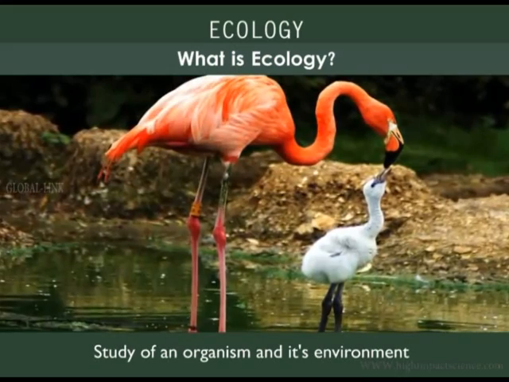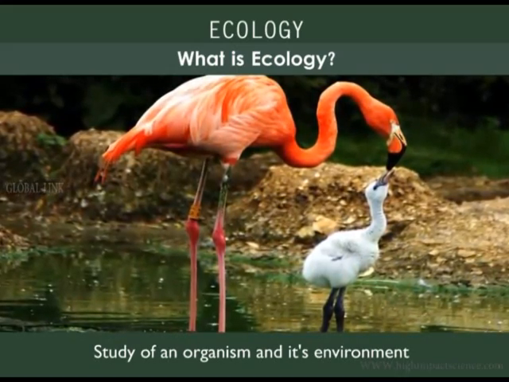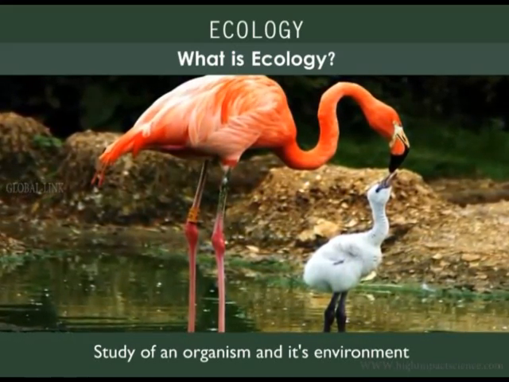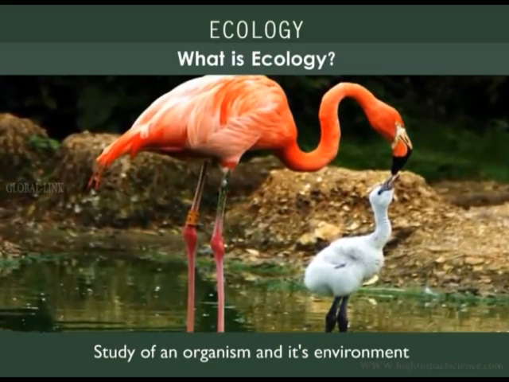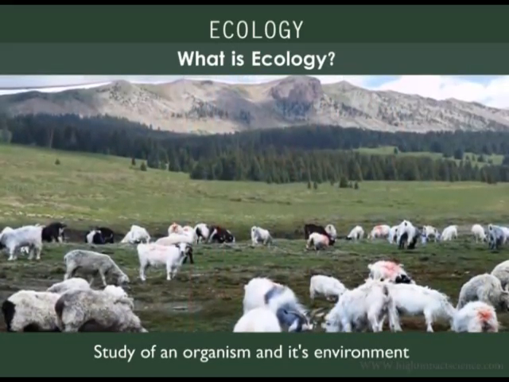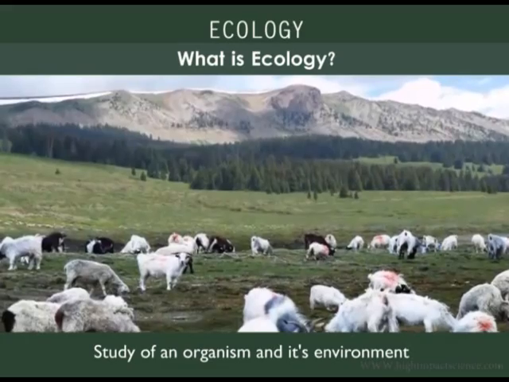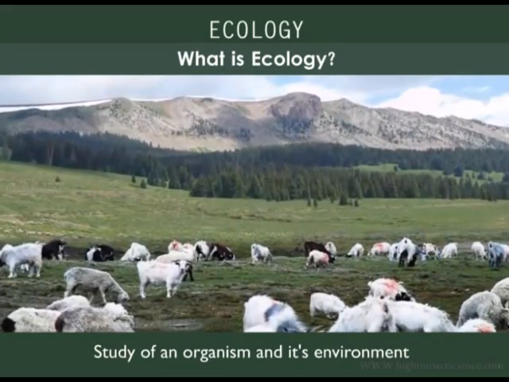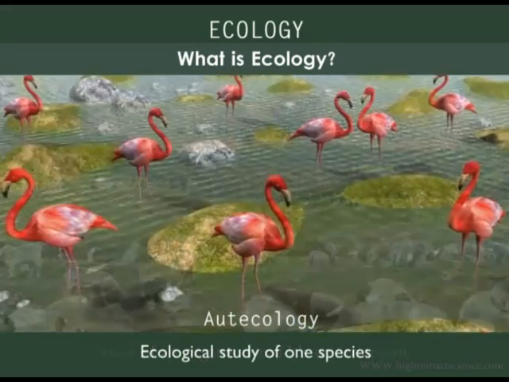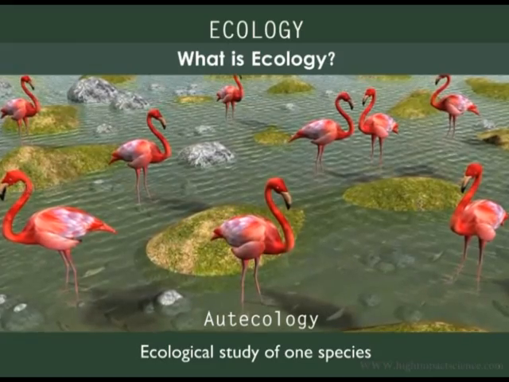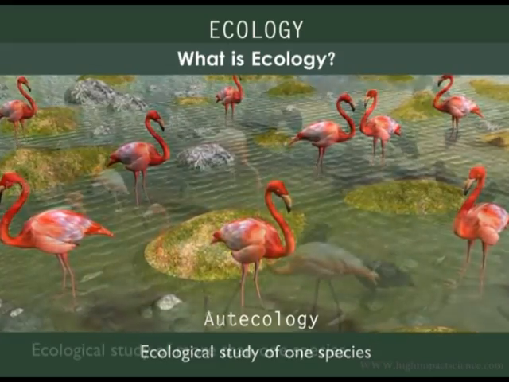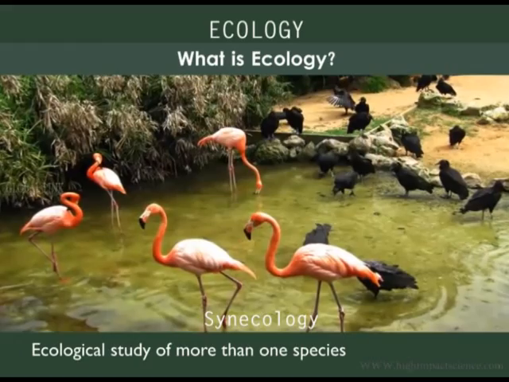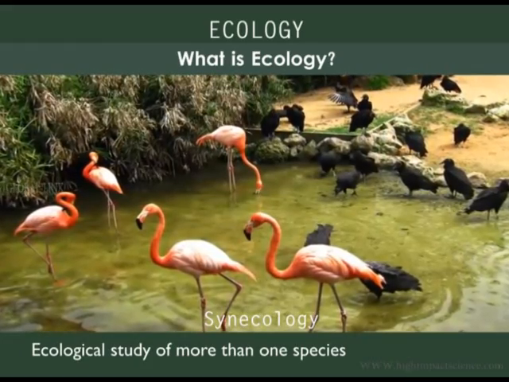The study of an organism and its environment is called ecology. In other words, ecology studies the relationships amongst organisms and between organisms and the abiotic environment. When the study involves a single species, it is called autecology. If it involves more than one species, it is called synecology.